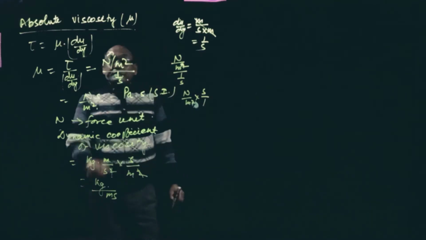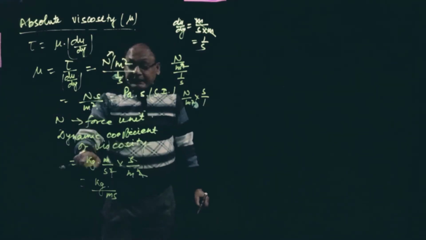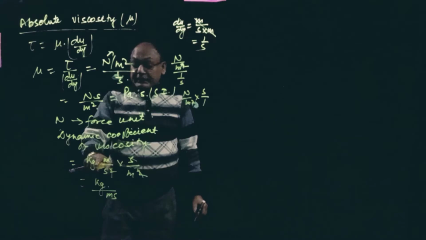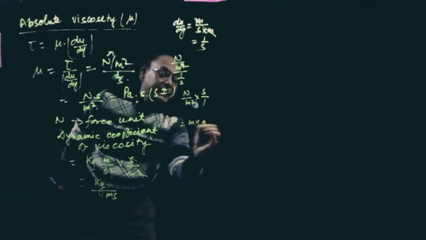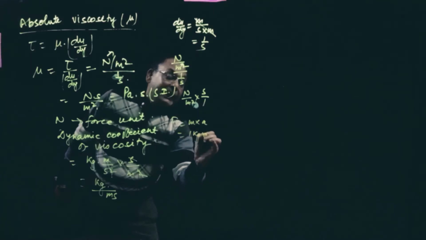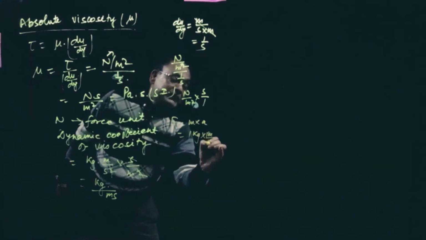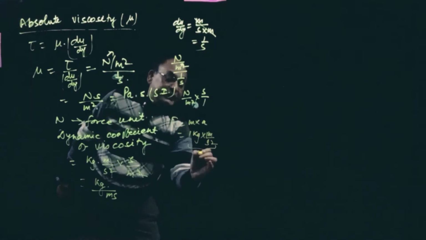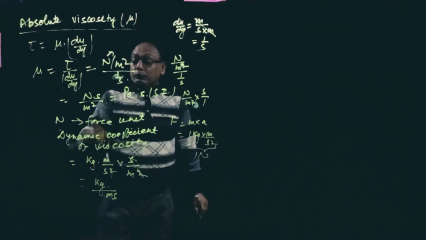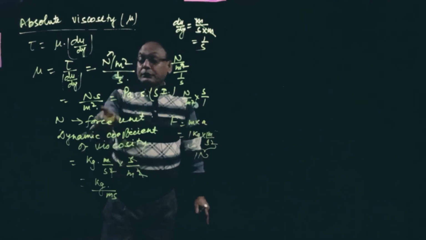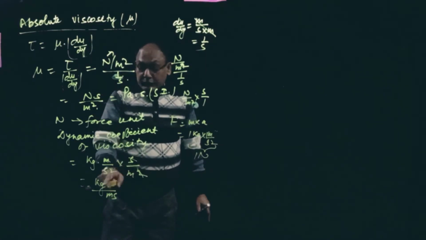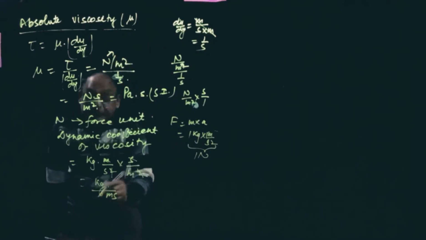And if we convert this, Newton is nothing but kg meter per second square. That is force: F is equal to mass into acceleration. Mass is 1 kg and acceleration is 1 meter per second square, the force required is called 1 Newton. So 1 Newton is kg meter per second square, into second per meter square. So kg per second per meter.